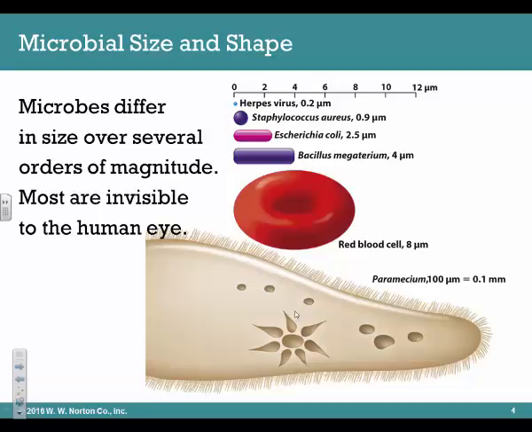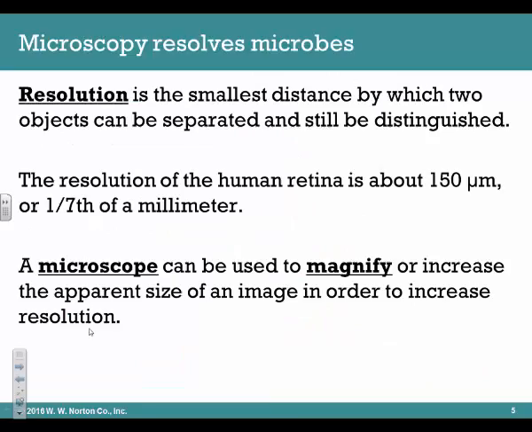Eukaryotic microorganisms like paramecium, which is a kind of amoeba, a protozoan, can be as large as 100 micrometers, but generally unicellular microorganisms such as yeast, which is a type of fungus, are only a little bit bigger than bacteria. So again, in the range of a few micrometers.